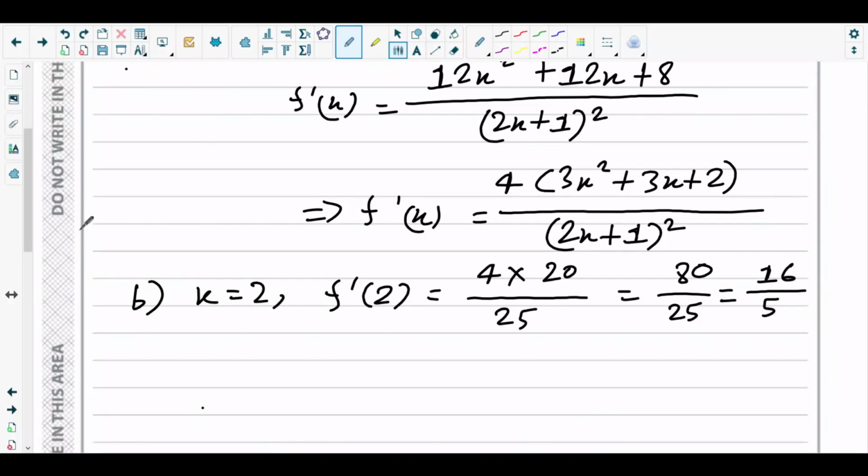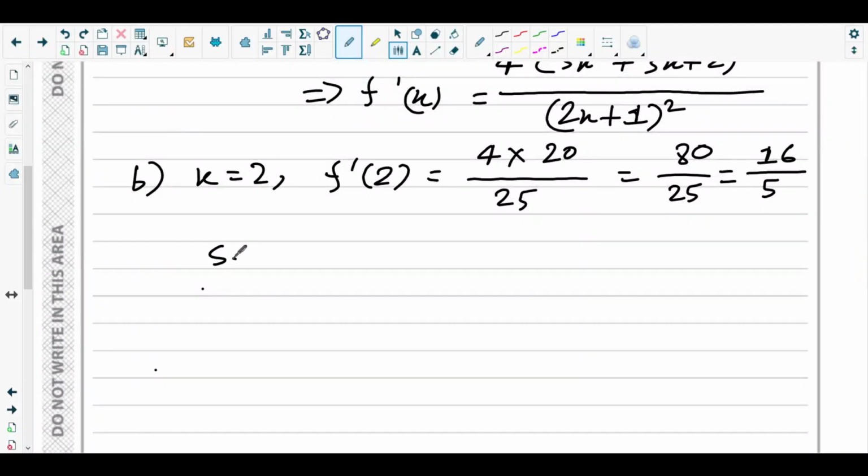This is the gradient of the tangent. So gradient of line L, since this is the gradient of a tangent to the curve C at point P. Okay, so we need the gradient of the normal. The gradient of the normal is such that the product of the gradient of the two lines will be -1. So that means the gradient of line L would be the negative reciprocal of the gradient of the tangent.